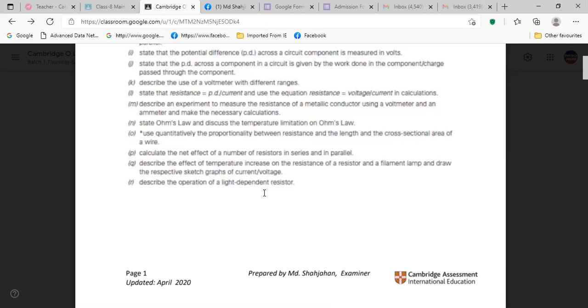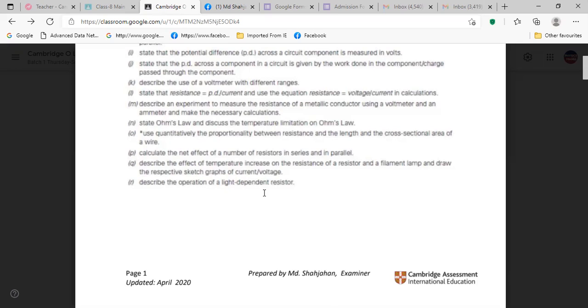For example, you are giving 6 volt voltage across a lamp, then you are getting a current of 2 amperes. Is it clear? Then if we are giving 12 volt, what will be the current? Sir, 4. Yes, very good.